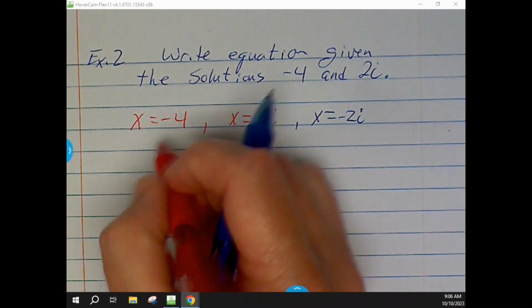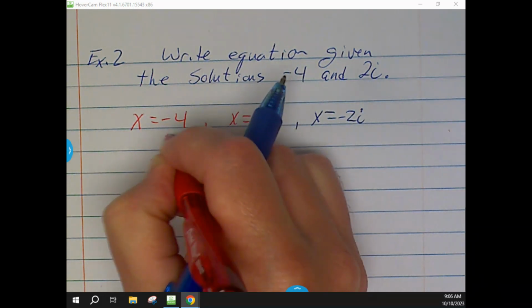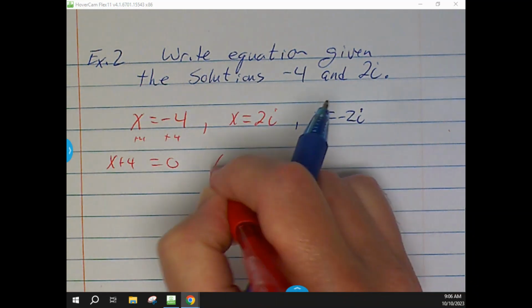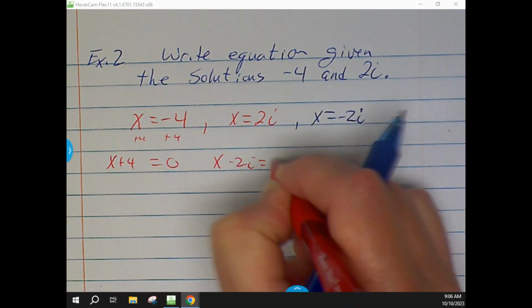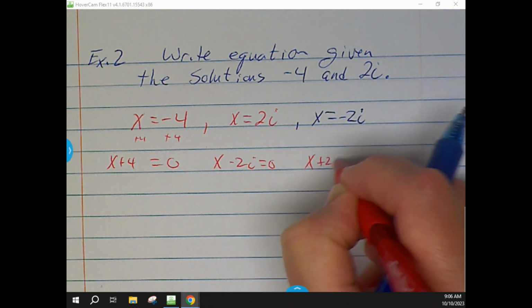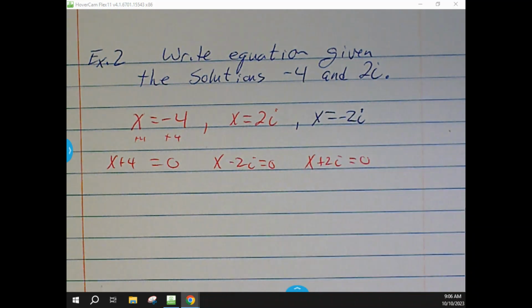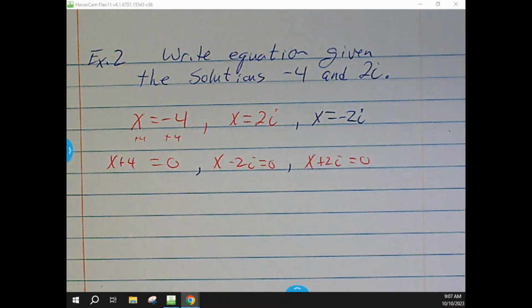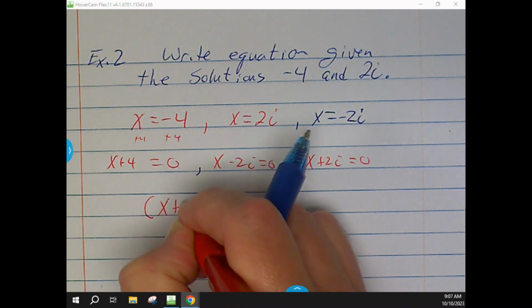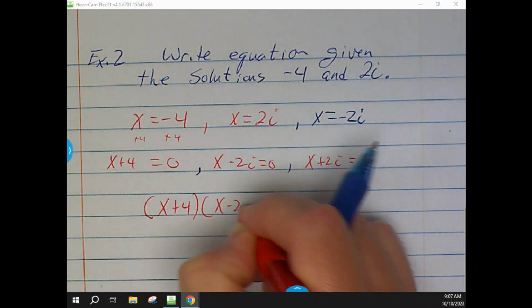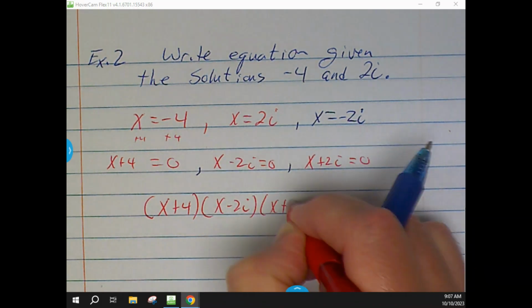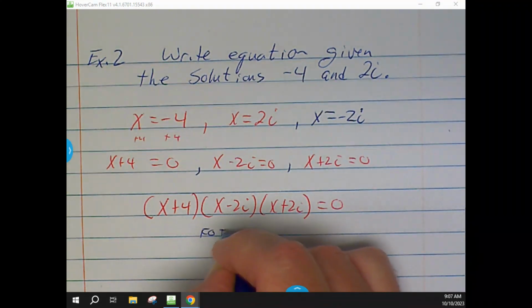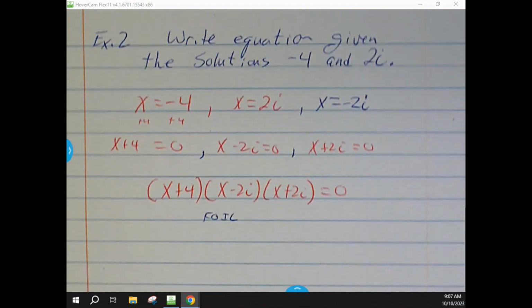All right, then we need to make these equal to 0. So we'll add the 4 to both sides, so now we've got x plus 4. For this one we subtract the 2i, and for this one we add the 2i. Then we need to multiply those three things together. So we're going to do the full method twice on this one.